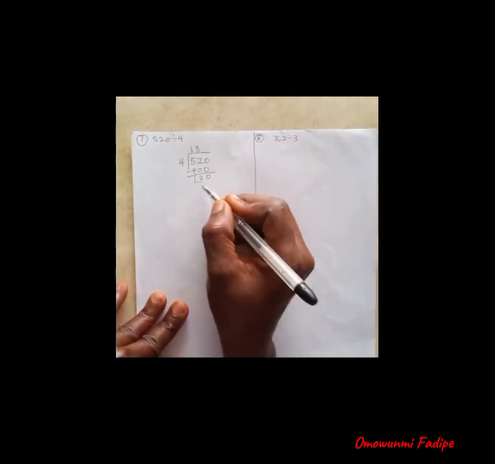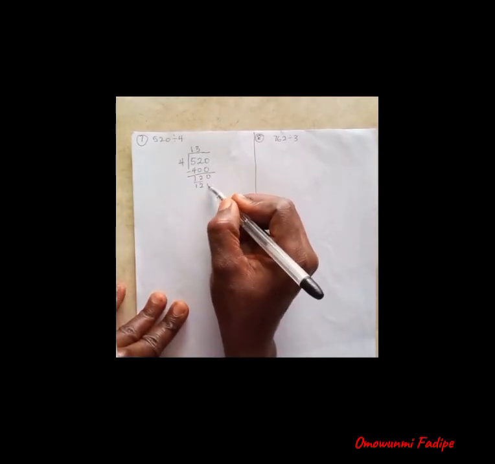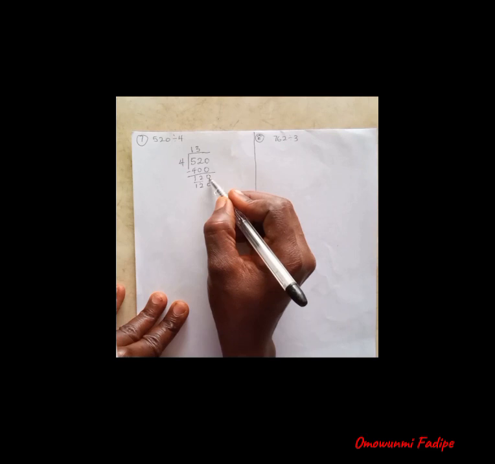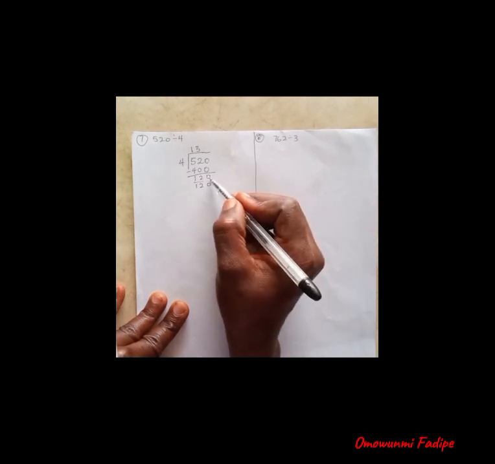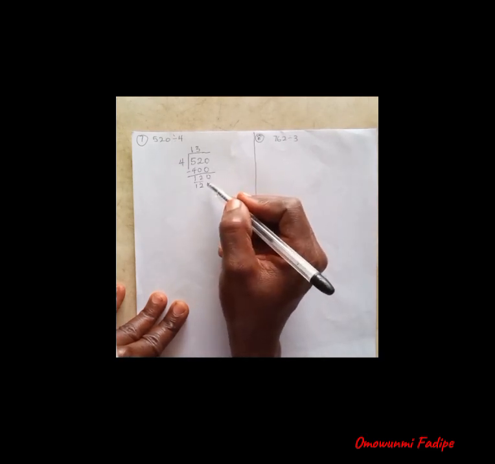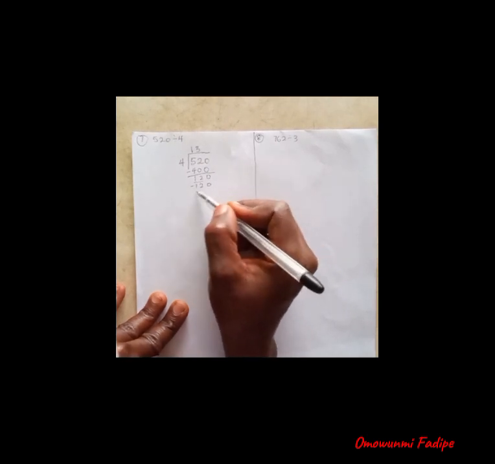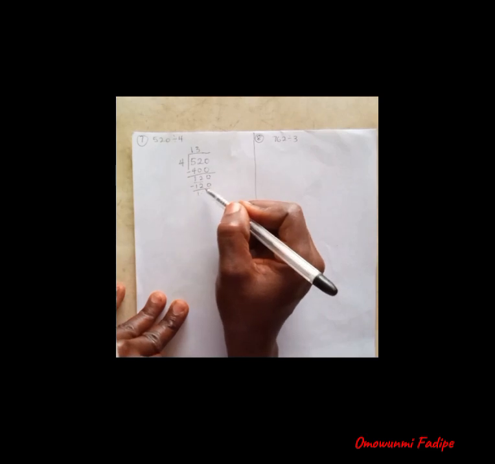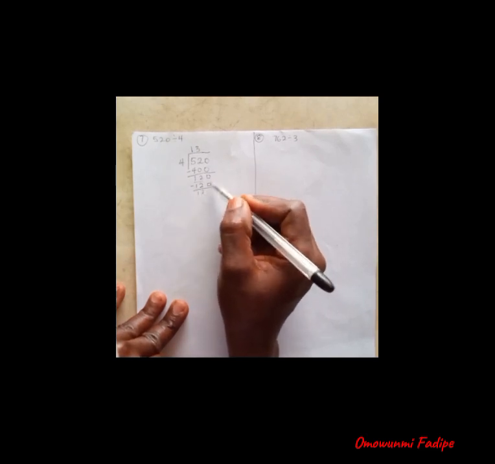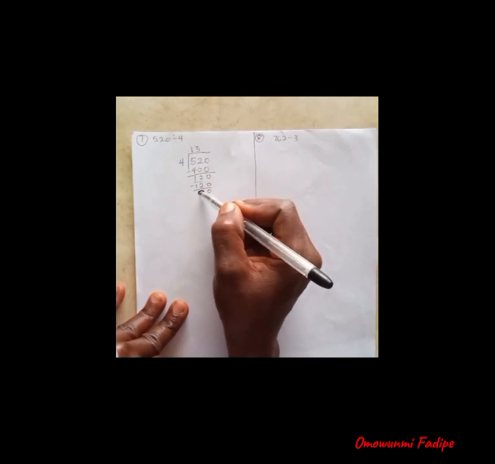4 times 3, 12. We've not done anything to this 0. This 0, you know, it's our unit here. Don't throw it away. Don't say it's just 0. It's not just 0. It is very useful. We subtract it to give us, you know, it's this one that we've done something to. This one, if you take it away, it will still give you 0.